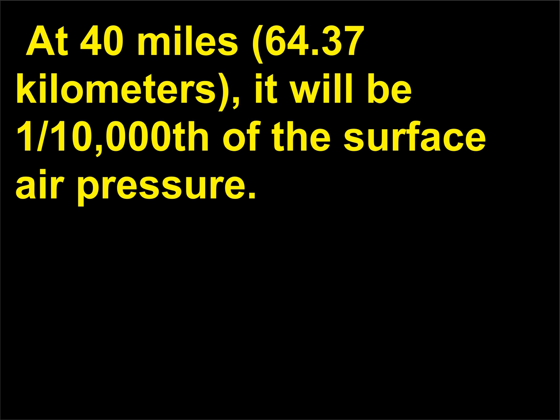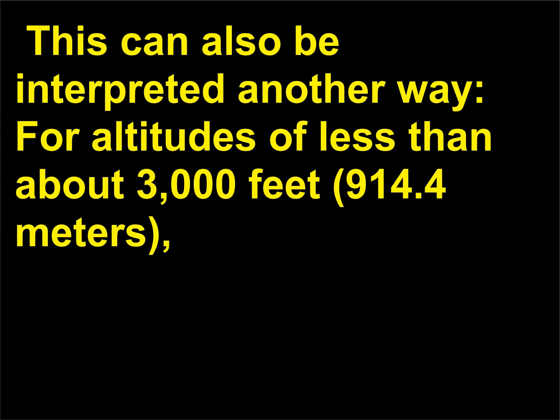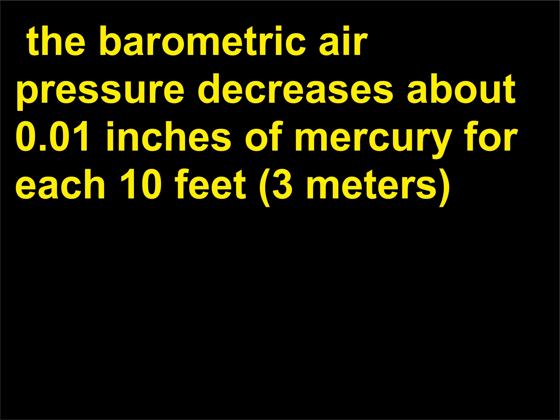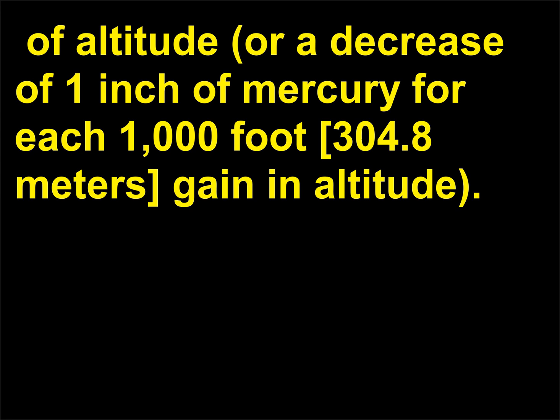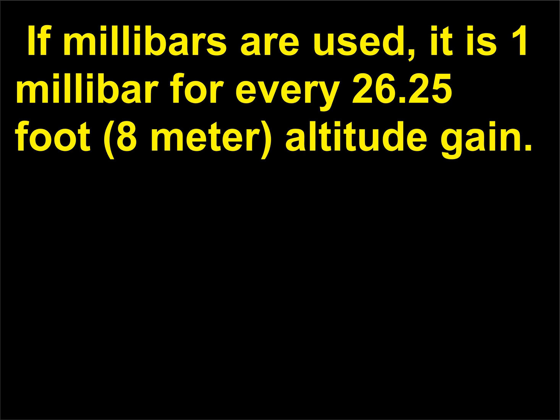At 40 miles, 64.37 kilometers, it will be 1/10,000th of the surface air pressure. This can also be interpreted another way: for altitudes of less than about 3,000 feet, 914.4 meters, the barometric air pressure decreases about 0.01 inches of mercury for each 10 feet, 3 meters, of altitude, or a decrease of 1 inch of mercury for each 1,000 foot, 304.8 meters gain in altitude. If millibars are used, it is 1 millibar for every 26.25 foot, 8 meter, altitude gain.